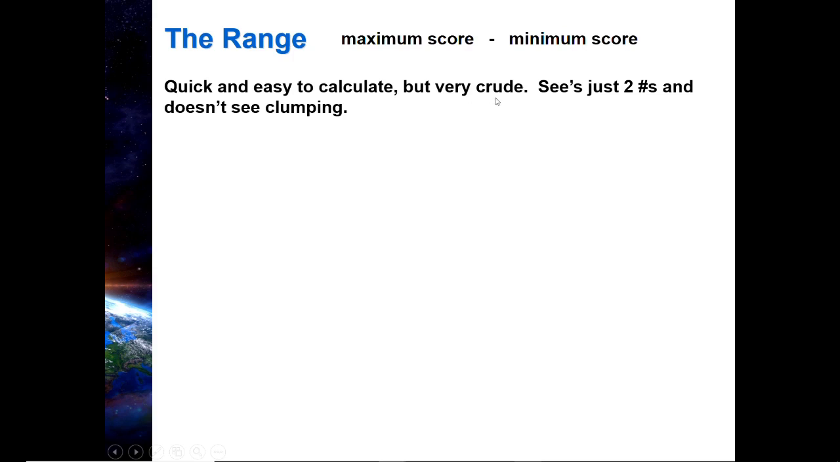The reason I'm saying it's very crude is because the range only sees two numbers. It only sees the highest score and the lowest score. Everything else it cannot see. That's bad because it misses what we call clumping or clustering. And I'm going to illustrate that for you.